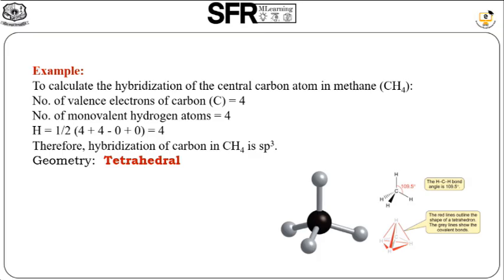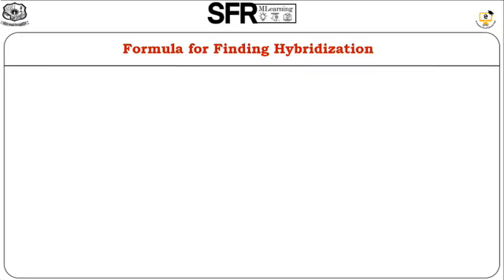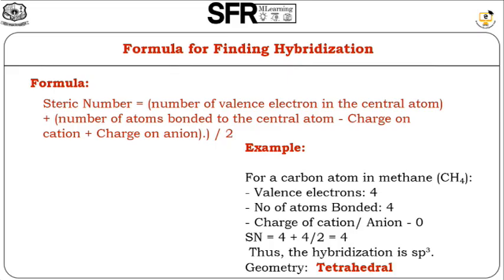The steric number is used in the VSEPR model to predict the geometry of the molecule. The formula is: steric number is equal to the number of valence electrons present in the central atom plus the number of atoms bonded to the central atom, plus the charge on the anion or minus the charge on the cation if the molecule has a charge, all divided by 2.